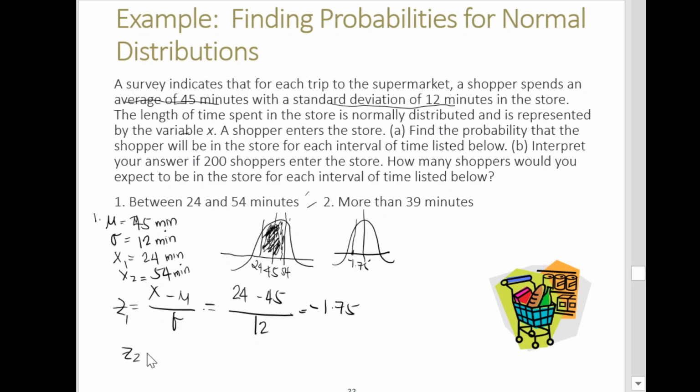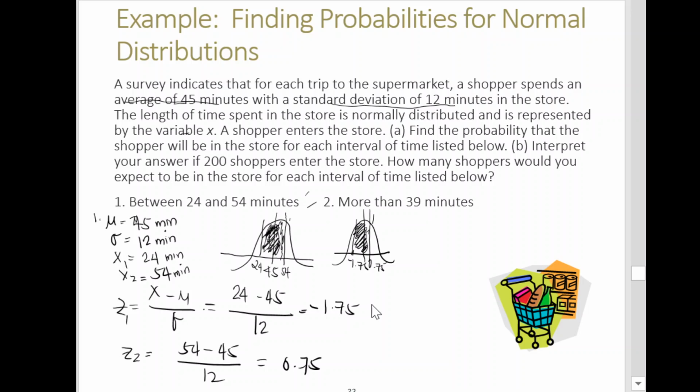Next, compute for Z2. The same formula: 54 minus 45 over 12. That is 0.75. Am I right? We're checking the values based on the calculator, and it's right. This point is 0.75, near 0, so this is the area we are asked to find.